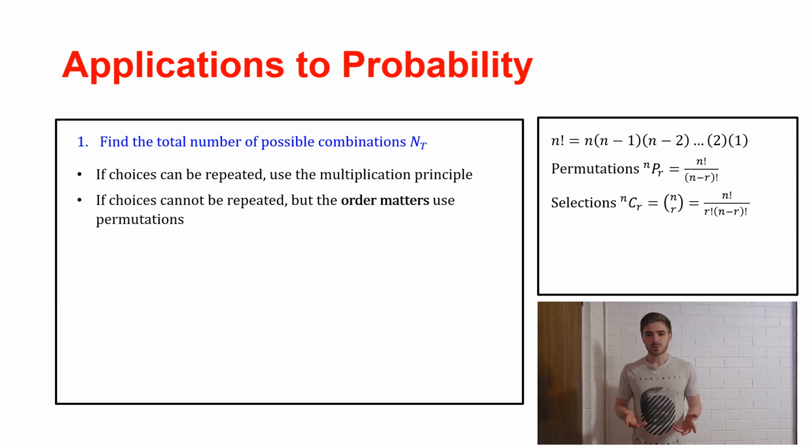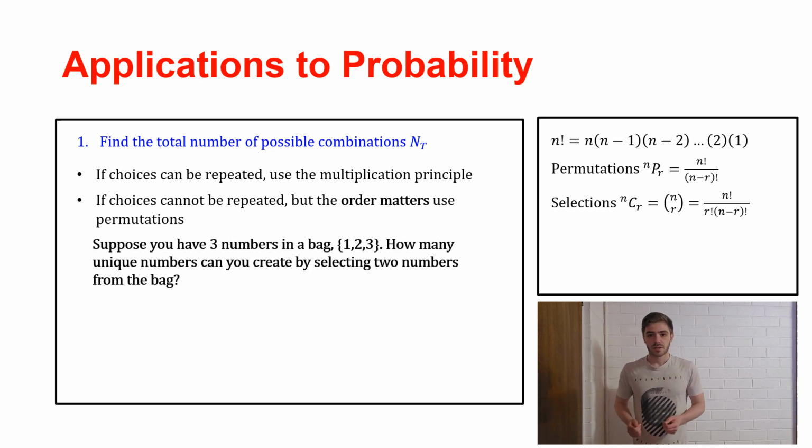The typical examples of this tend to be numerical. Like, for example, suppose I have a bag of 3 numbers, 1, 2, and 3, and I'm going to select 2 numbers from the bag and arrange them in different ways to create unique numbers. How many unique combinations do I have? Well, because we want the numbers 1, 2 to be different to 2, 1, we're going to use permutations, since 12 and 21 are 2 different numbers.